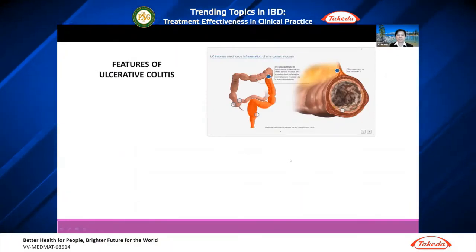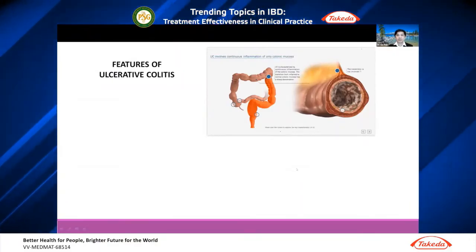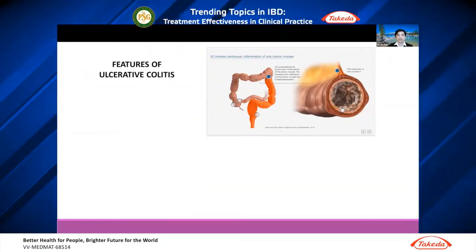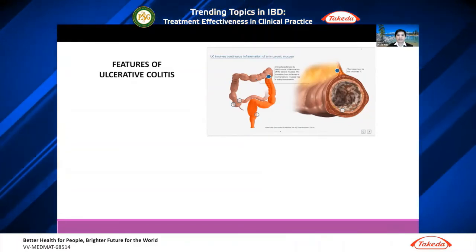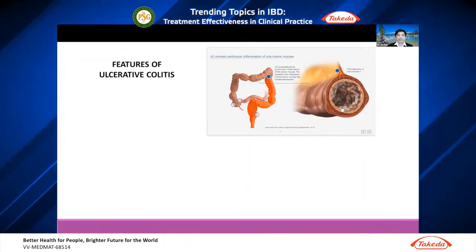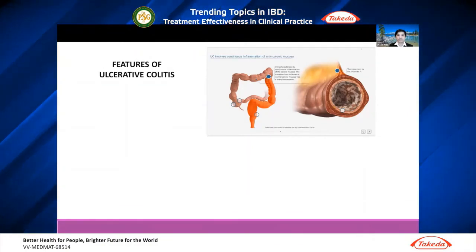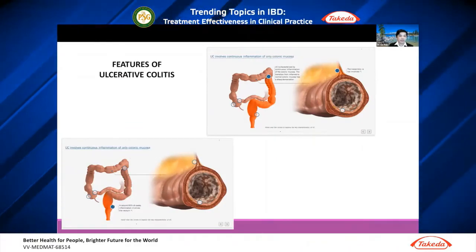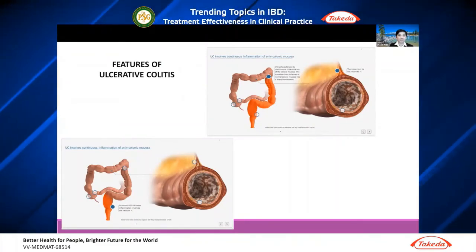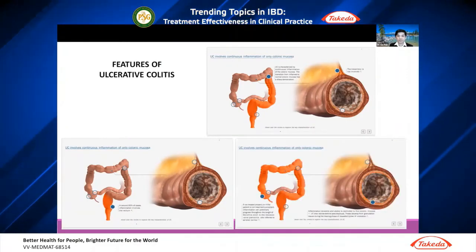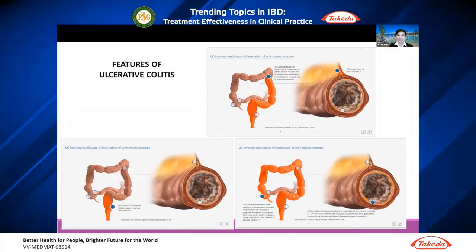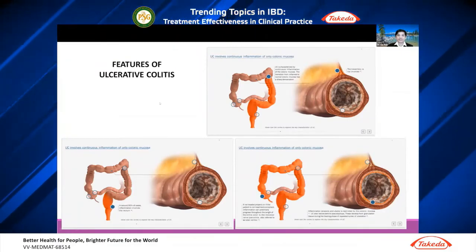What are the unique features of ulcerative colitis? Ulcerative colitis is characterized by the continuous inflammation of only colonic mucosa. There is usually a clear distinction or transition between the inflamed colon and the normal appearing colon. Around 90% of cases of ulcerative colitis involve the rectum. And if untreated, there is actually progression of the colitis, eventually involving pancolitis.